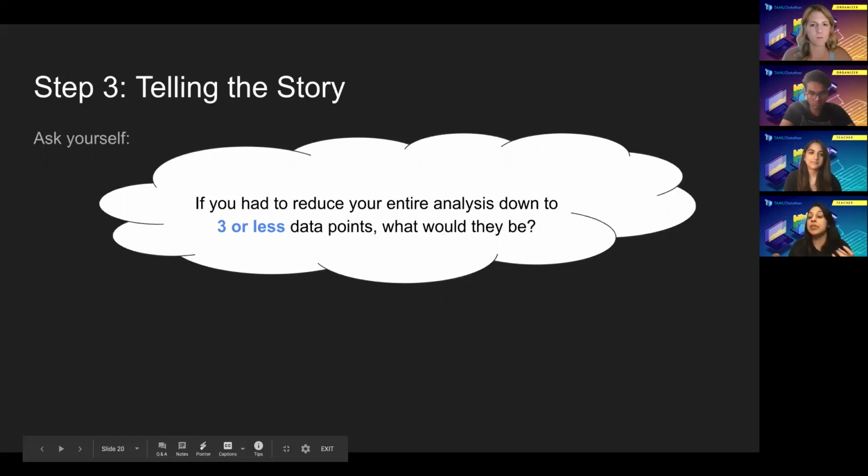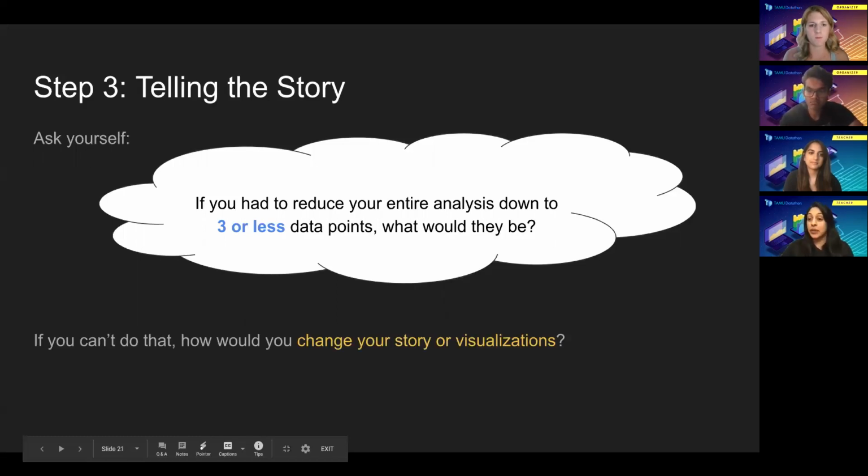So if you really had to reduce it down to 3 pieces of information or takeaways, how would you do that? And if you can't, how would you change your story or visualizations? Sometimes we try to pack in so much information that it's not even useful, because people don't know where to look. So think about ways to frame it up into those key takeaways and represent the data in a super meaningful way.